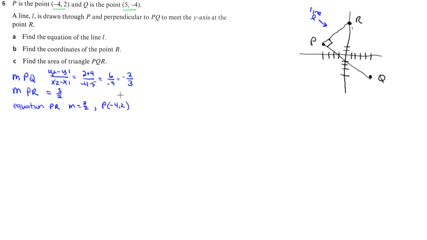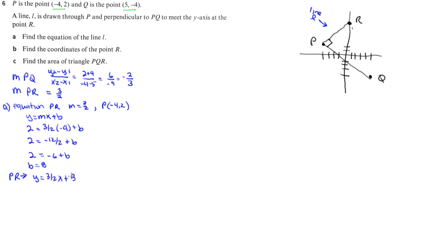I've got my slope PR, and I've got my point P, so now all I've got to do is plug that into the equation y equals mx plus b, substitute the x's and y's, and I can find my b, my y-intercept, and I'm going to find out that it's 8. So now I know the equation of line L is y equals 3/2 x plus 8. So that answers part A.